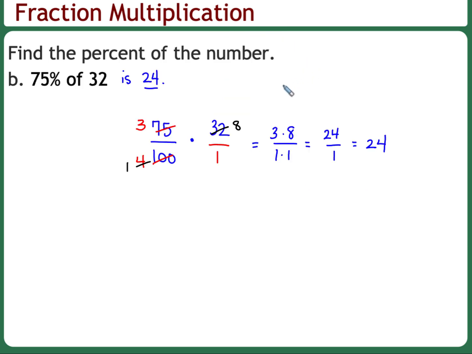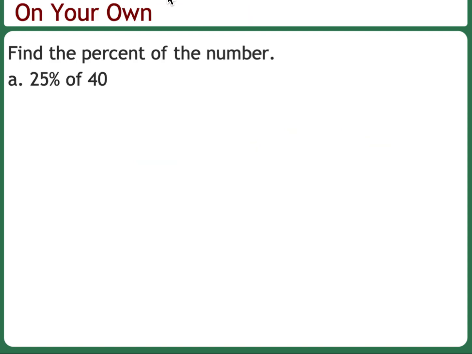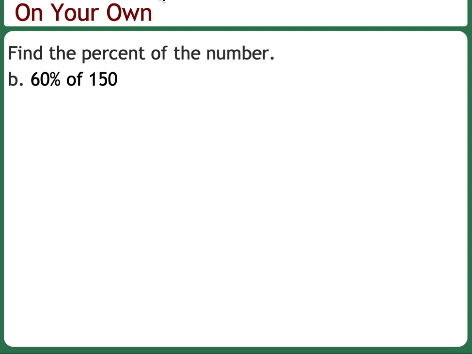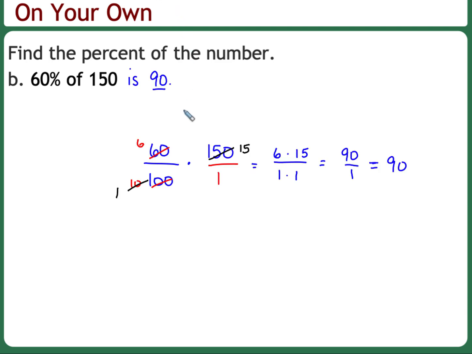So 90% of 20 is again 18, this time using fraction multiplication. Looking at our other example, 75% is 75 over 100 times 32. Simplify, multiply, and we get 24. All right, so try the on your owns, this time using fraction multiplication. So 25% of 40. So that's 25 over 100 times 40. After simplifying, you do again get 10. One last one. 60% of 150. So 60 over 100 times 150, simplify and multiply, and again you get 90.